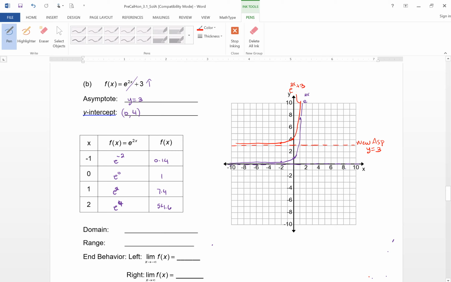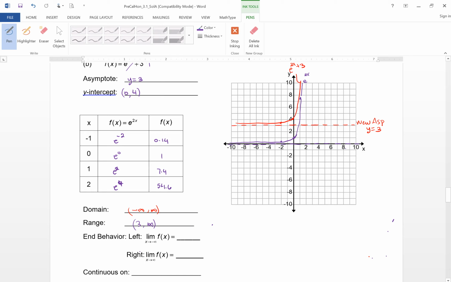Now, the domain is -infinity to +infinity. The range is what? 3 to infinity. Again, without a calculator, you should be able to know that, even if you don't see the graph. As x approaches -infinity, y is 3. And here we're at +infinity. It's continuous on all real numbers.